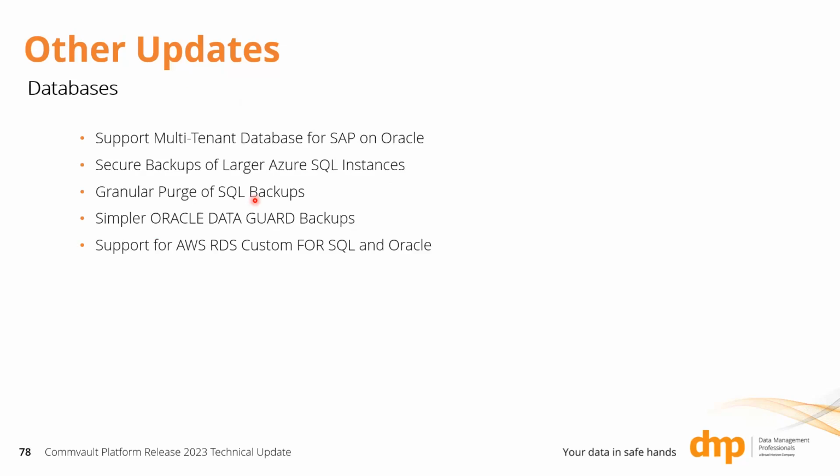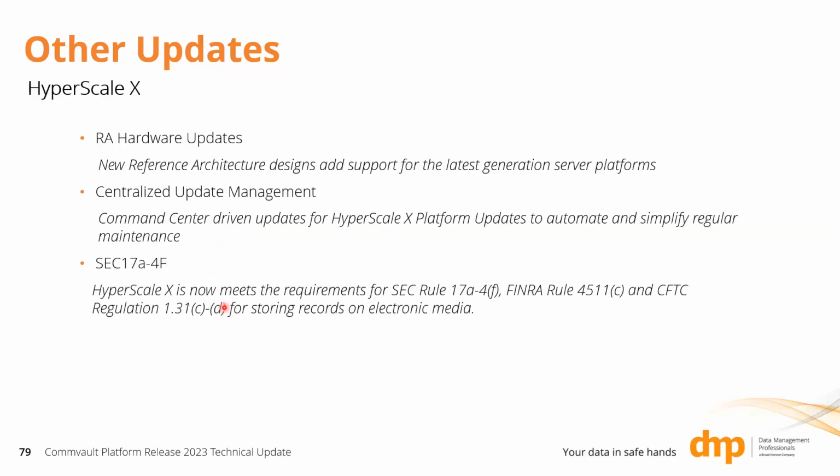Some database updates, multi-tenant database for SAP and Oracle, and other stuff. You can see it's quite a big list of changes in this feature release. Some hyperscale updates. There's a new reference architecture, which can be found in the books online. If you need some help there, please contact your account manager. We can help you with that. Security update also for hyperscale.